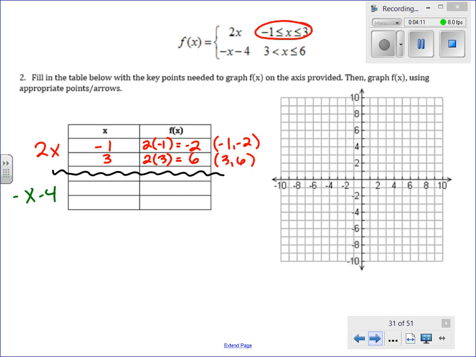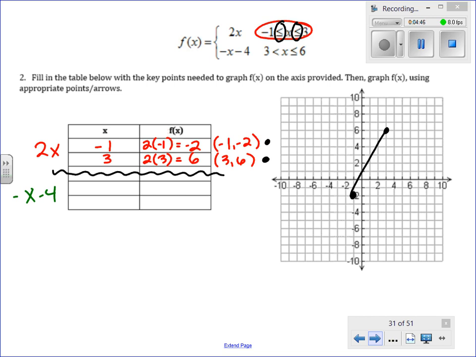Now, there's one special thing we have to do when we graph, and it's doing an open or closed point. So if we look up at our domain, both of these are equal to on the less than symbol, meaning both of these are going to be closed circles. So we can go ahead and graph those. We'll graph -1, -2, and it's a closed circle. And then we'll graph 3, 6, and that's also a closed circle. And we connect those dots. So we're done with the first part of our piecewise.